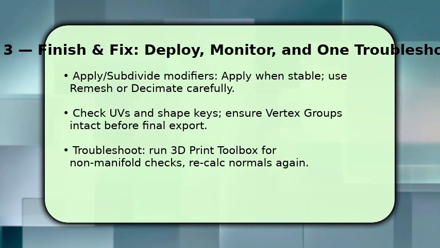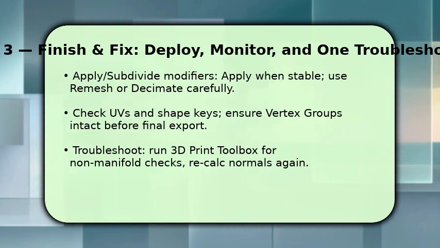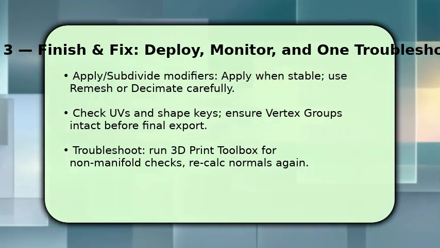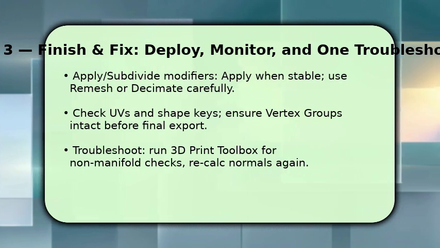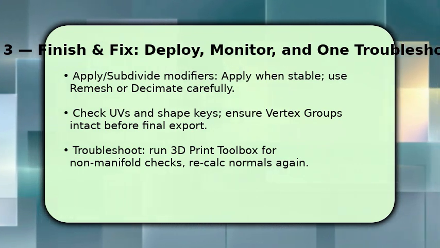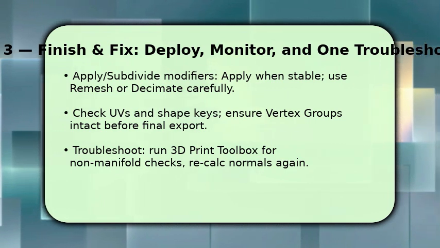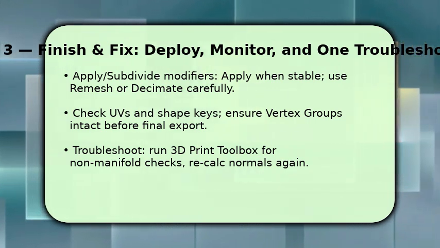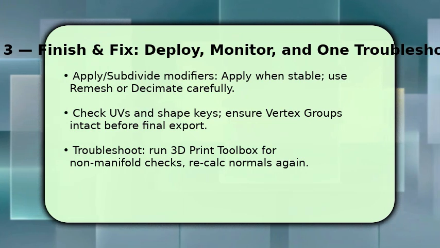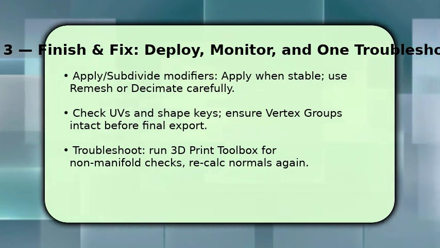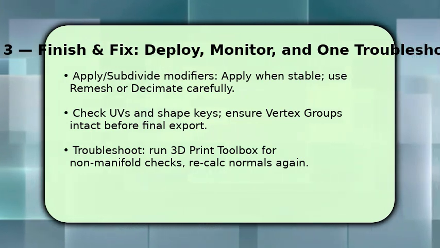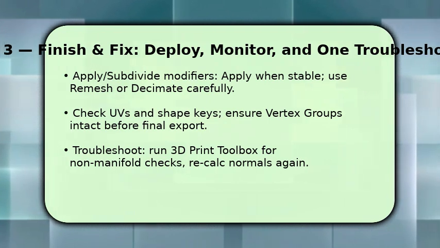Make sure UVs, shape keys, and vertex groups remain intact before export, and apply transforms if required by the target pipeline. If something still looks wrong, run the 3D print toolbox or the select non-manifold check. Often recalculating normals and remerging by distance resolves lingering issues. If not, revert to a saved version and isolate the failing operation.